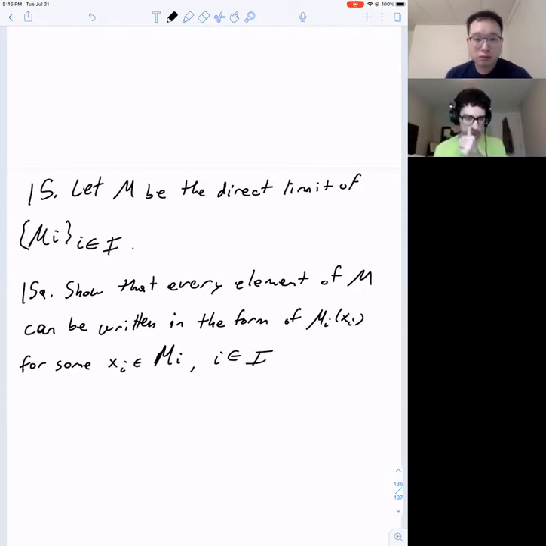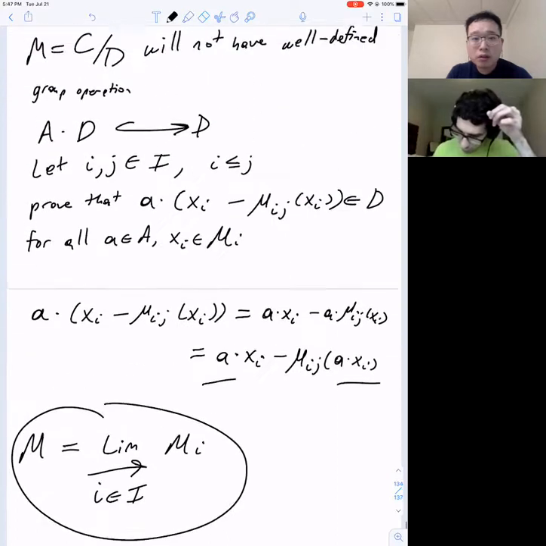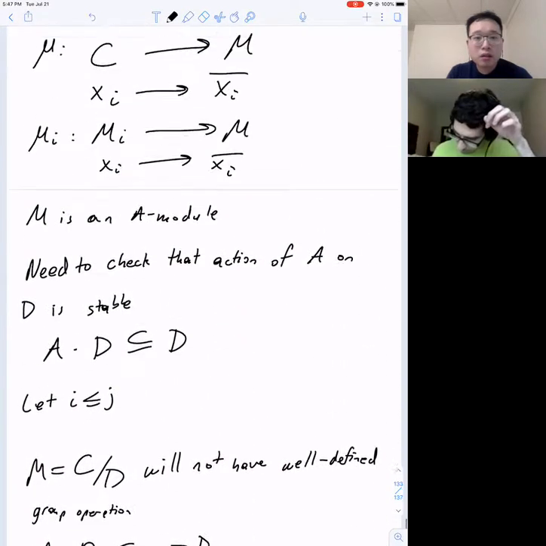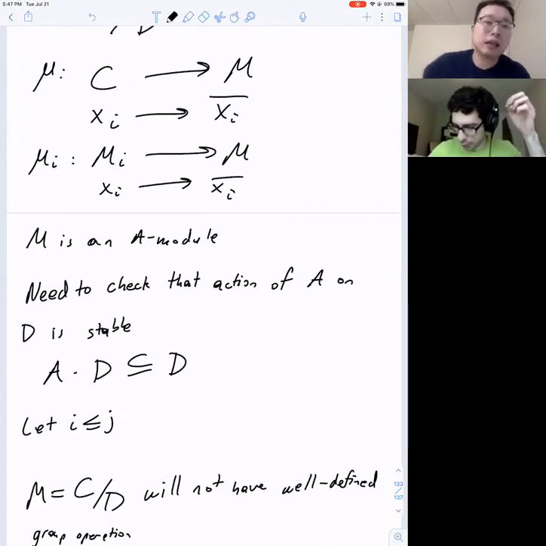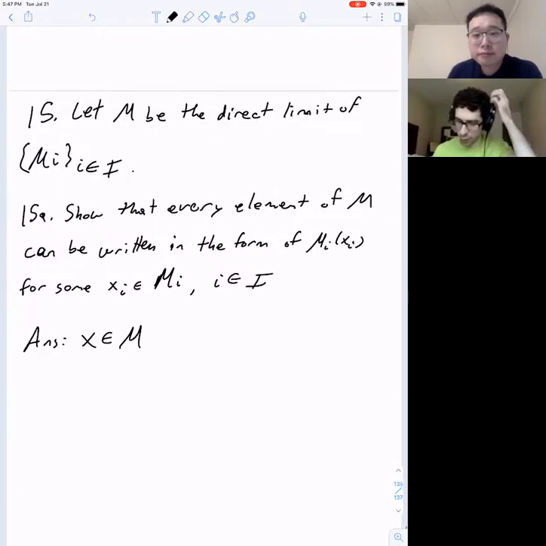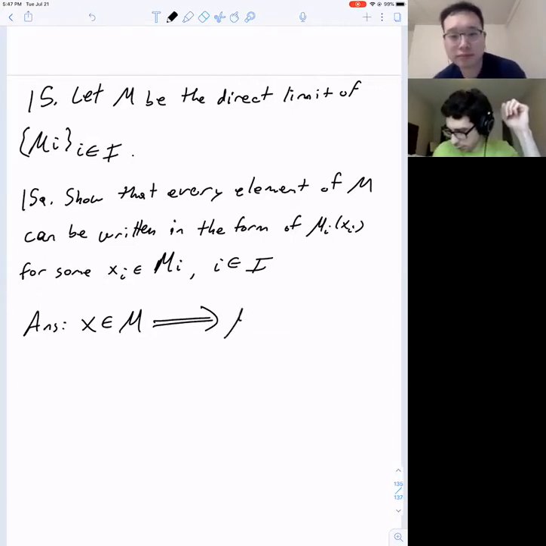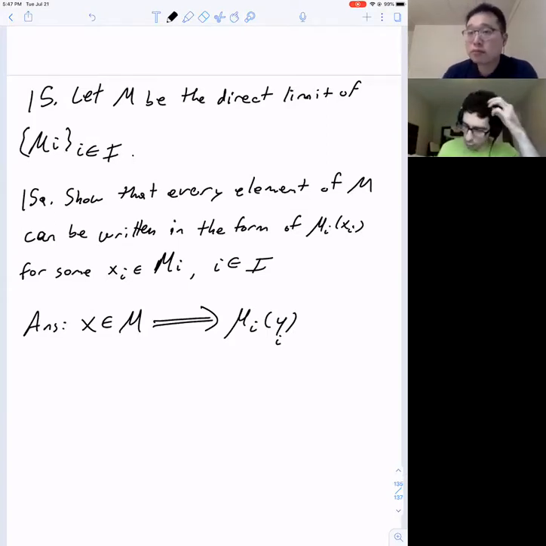Did you roll mu ii for the homomorphism? No. So this is this map. Got it. Yeah, thanks. Yes. Thanks. This is what I mean. So I want to prove that if something looks like this, it's just mu i of xi for some i. So how do I do that?